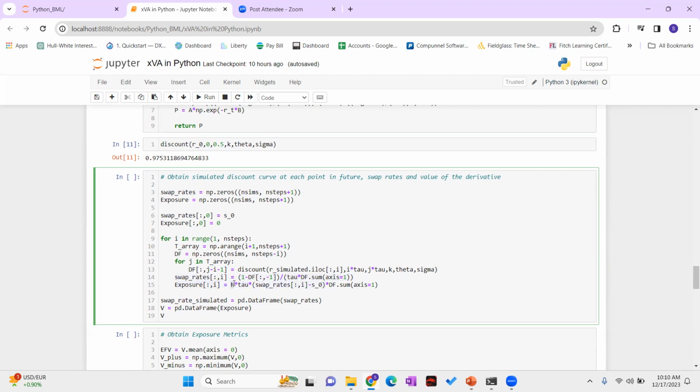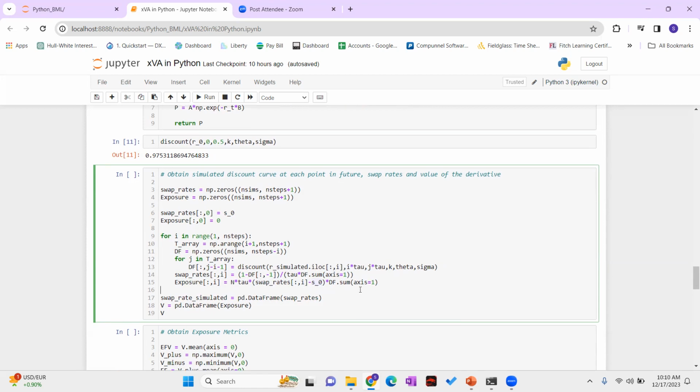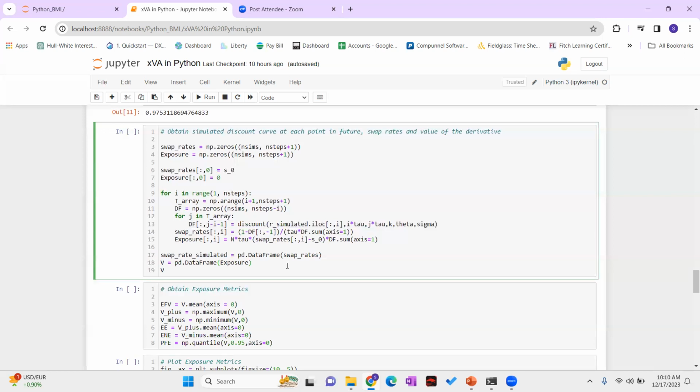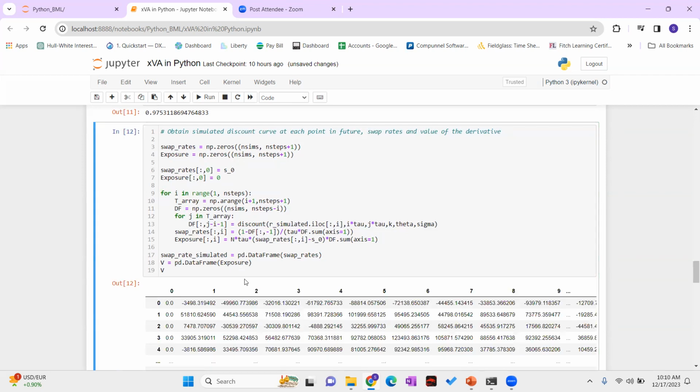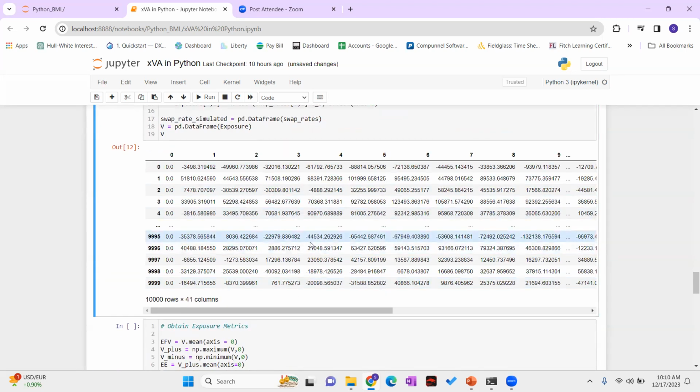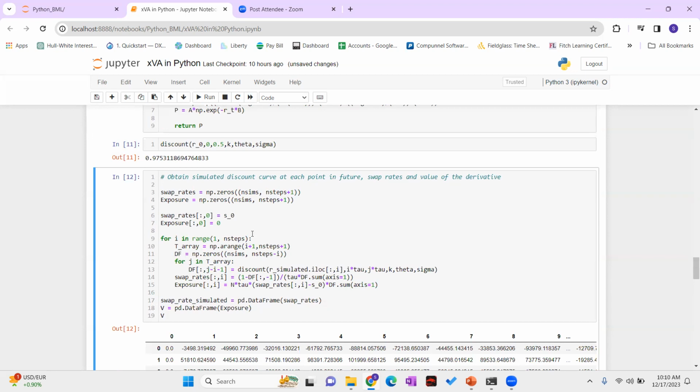Exposure is notional times year fraction times simulated swap rate minus fixed rate, correct? Discount everything to wherever you're standing. Okay, so finally I have the simulated swap rate, and then V is my exposure. Let's see. This is so fast, right? There are a lot of calculations going on. There are 2 for loops.